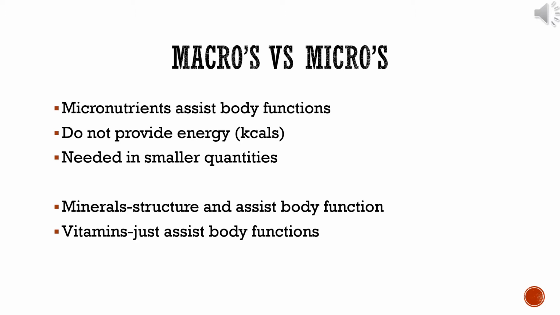Micronutrients are more so the guys that are on the side. They assist various body functions, and they may provide some structure to the body. They are needed in smaller quantities, and they do not provide us with energy. Nevertheless, their roles are essential. Breaking down the micronutrients, the minerals provide structure and they assist body function, while vitamins, they don't provide structure, they just assist body functions and processes.